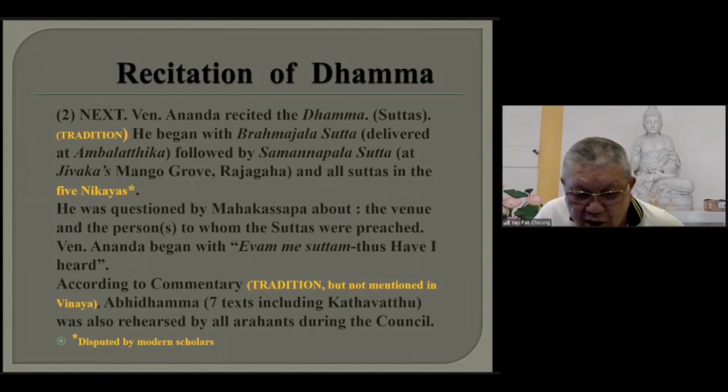Okay. Then after reciting the Brahmajala Sutta, and after explaining the background, he recited the second one. Second one, Samannaphala Sutta at the Mango Grove, Dr. Jivaka's Mango Grove, Rajagaha. This Mango Grove was located at the foothill of Vulture Peak. Have you visited? I didn't show you a photo. Never mind. So the second sutta was recited there, Samannaphala Sutta. So he explained to whom, Ajatasattu involved, the place, Mango Grove, Rajagaha, the time, one night, and so on and so on. Then one sutta after another.